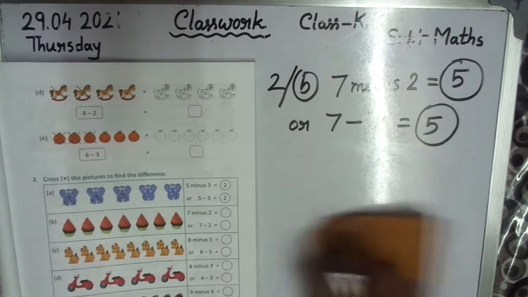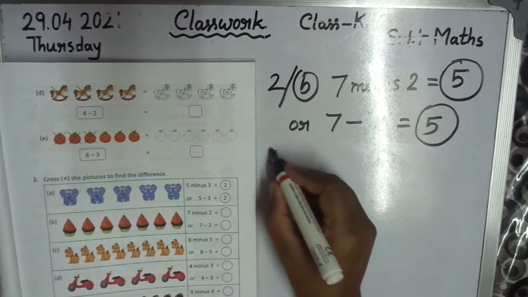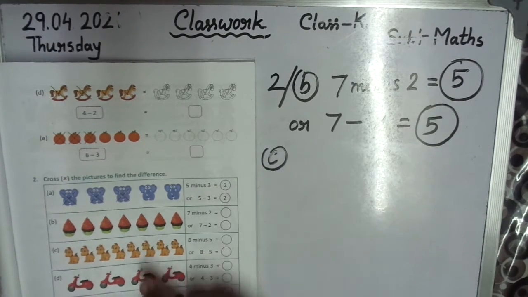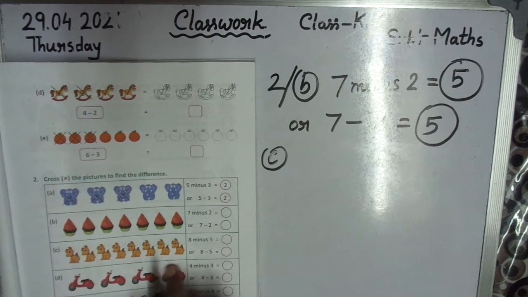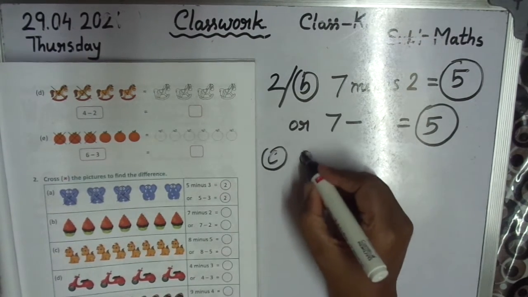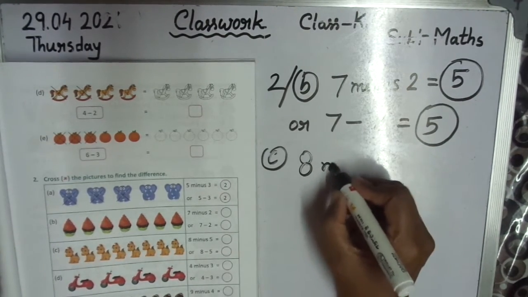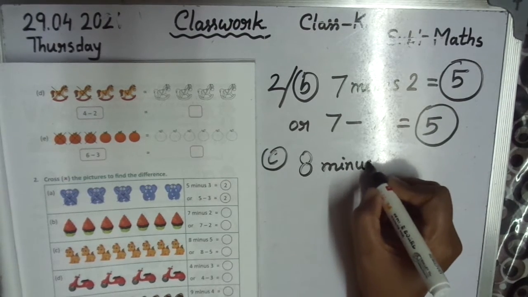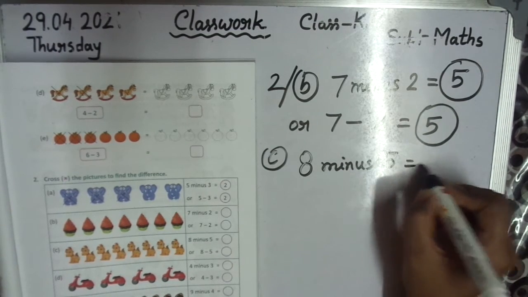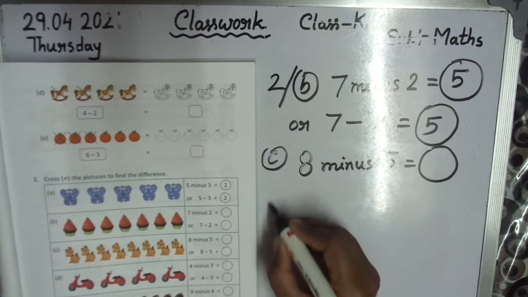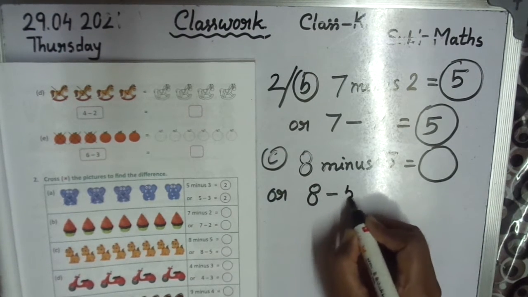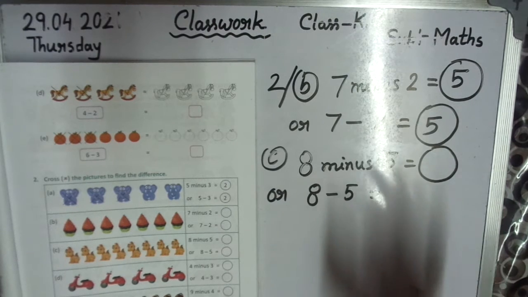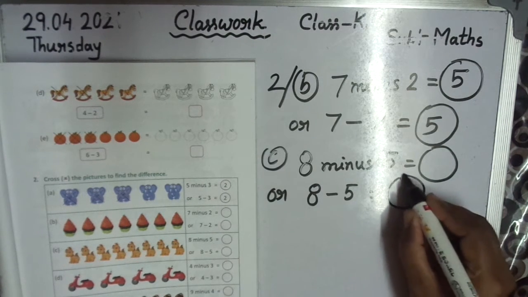Next, see here, animals, dog is here. 1, 2, the question is 8 dogs minus 5, or 8 minus 5. It's the same question. Okay.